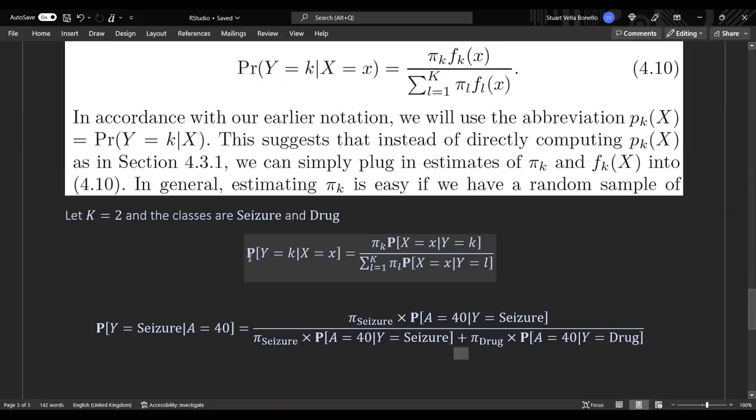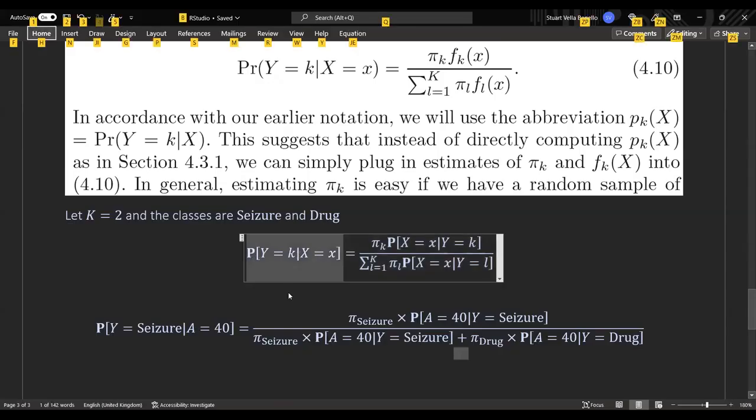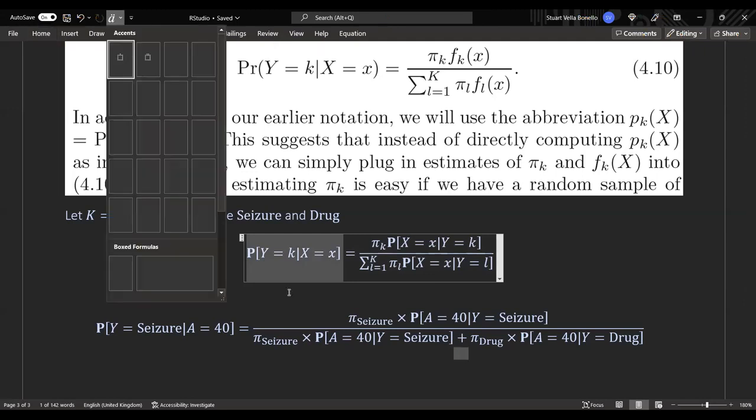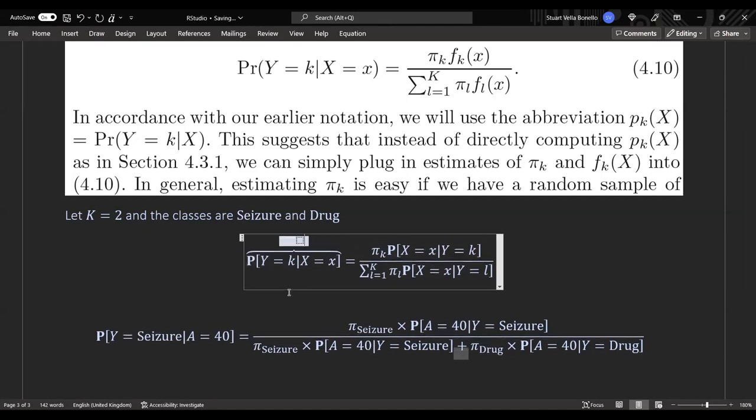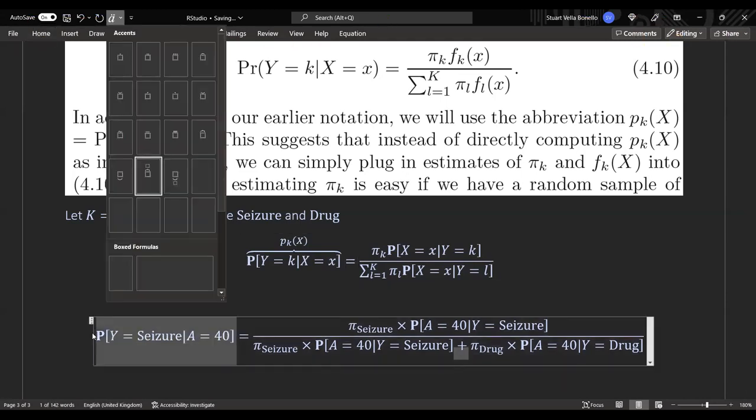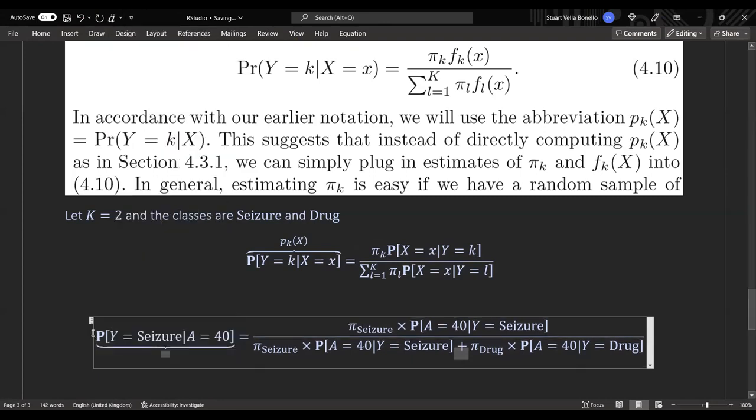So all this shall be abbreviated to P subscript k of x. Meaning, in this case, how do we abbreviate this? We would say the probability of seizure given that the age is 40. So you just say 40 like that, okay?